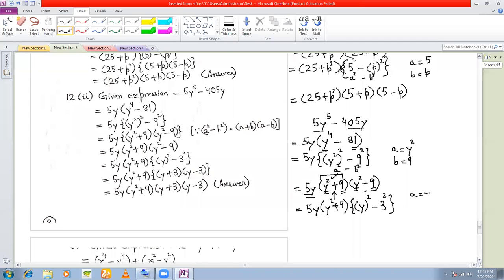So here a is y and b is... mute your sounds please, mute your sounds, otherwise you will not be able to hear. B is equal to 3.